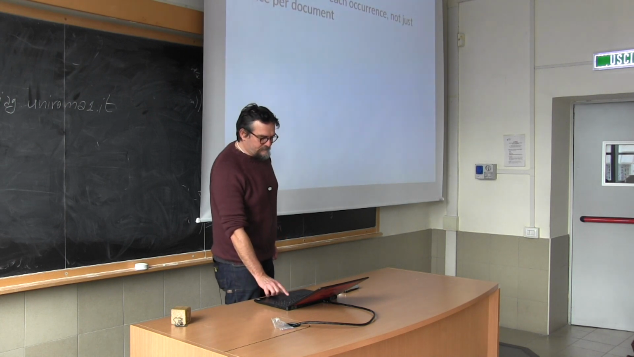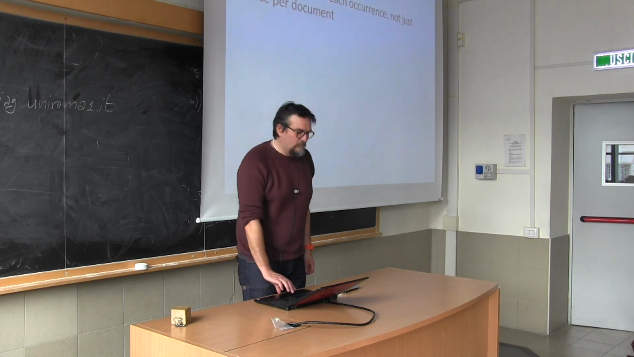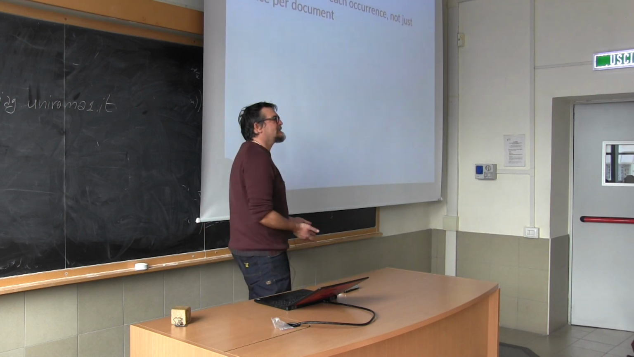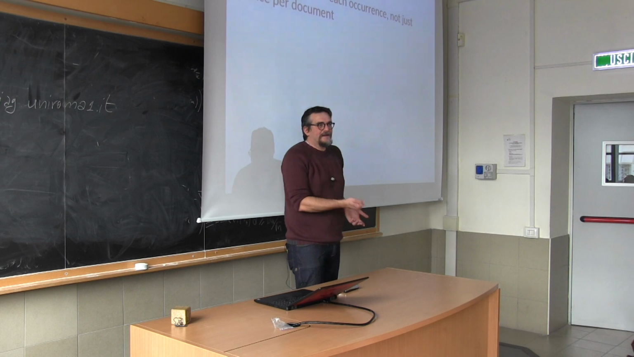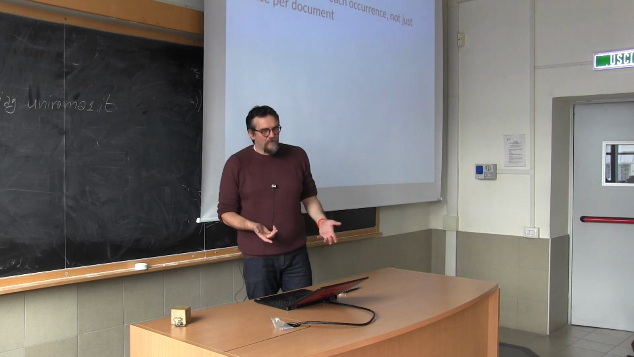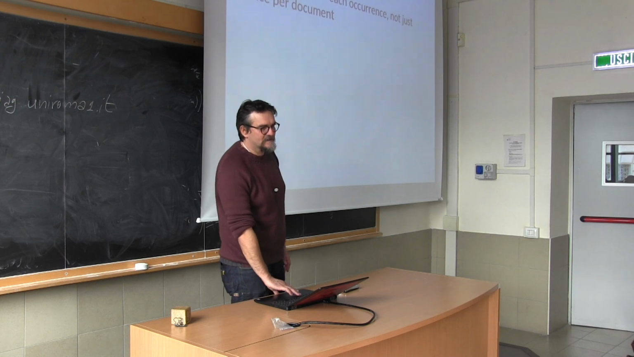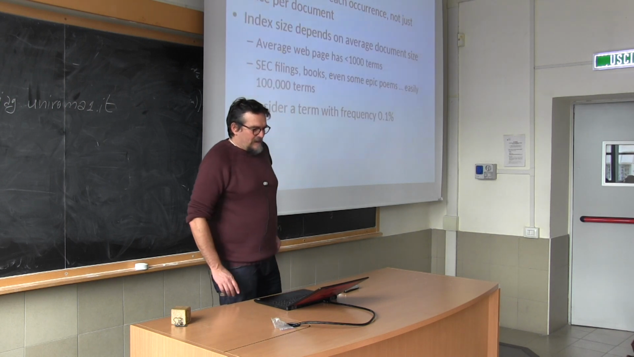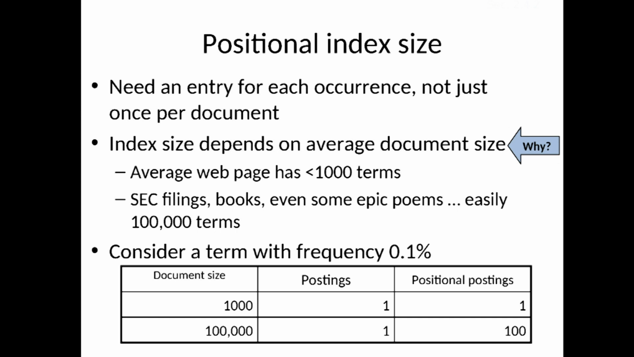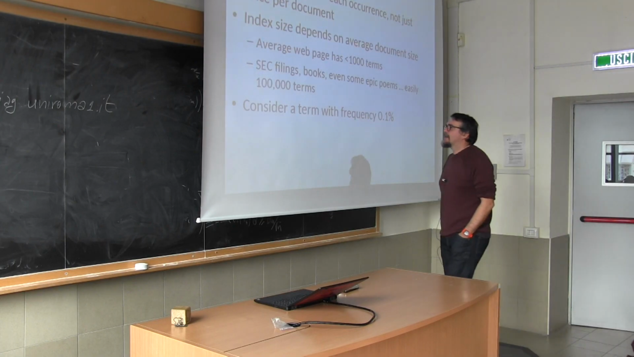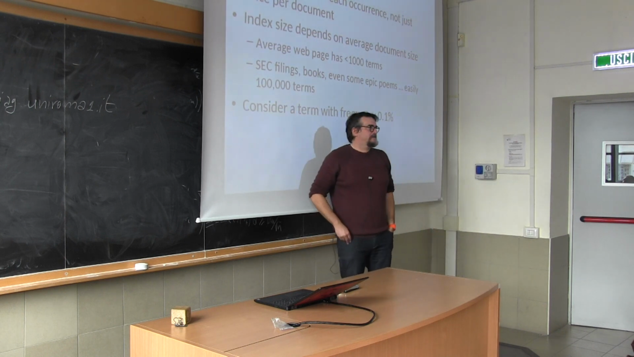Now, just to have a rough idea of what we are talking about, why does the size of those positional indexes increase? Clearly, we know why, because we are adding other information, but to have a rough estimation of the increase in size of those positional indexes: clearly, the index size depends on the document size. Usually on the web, we have relatively small documents with less than 1,000 terms, while if you consider books or other standard documents, you can have up to 10,000 terms.